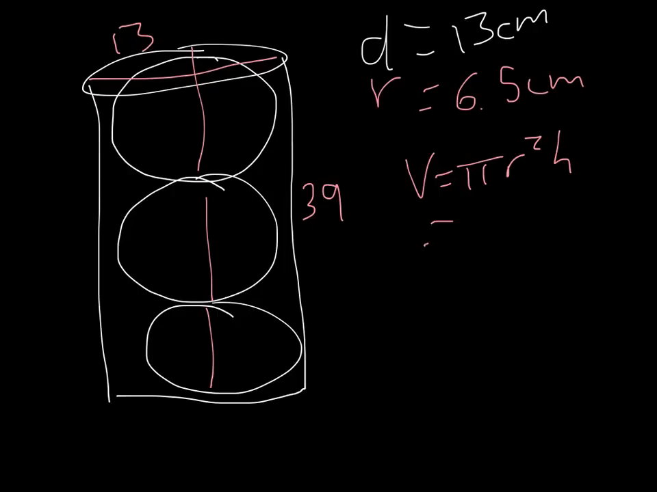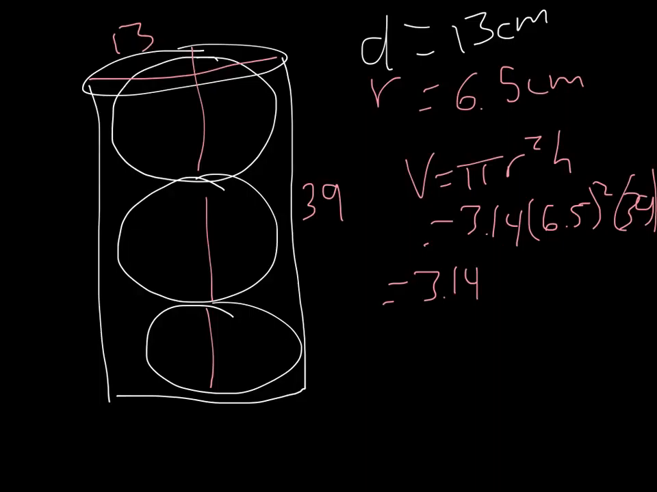Equals. Now I just start subbing that stuff in. This is now like the basic volume question, because you know the height, you know the radius. Easy peasy. 3.14 times 6.5 squared times 39, because that's my height. Equals, I don't know how good I am at this in my head. Is that 42 and a quarter? Yeah. Not that old yet.